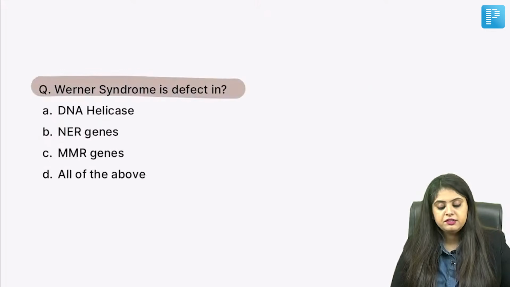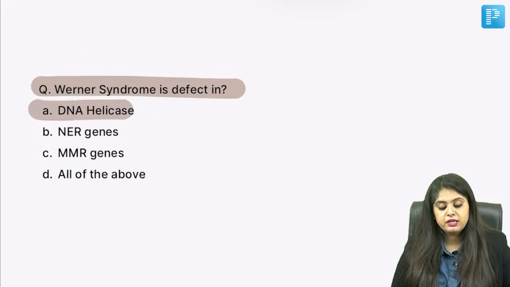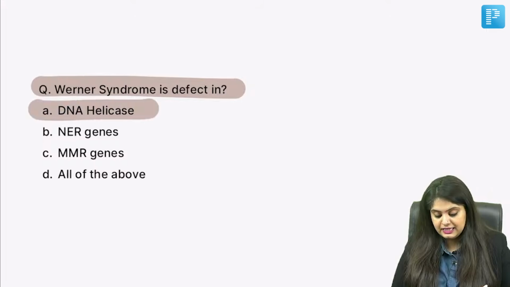Next, Werner syndrome is a defect in what? I just taught you. Werner, not Vermeer. Vermeer was MEN 1. Werner is progeria, and progeria is because of what? It is because of a DNA helicase defect.